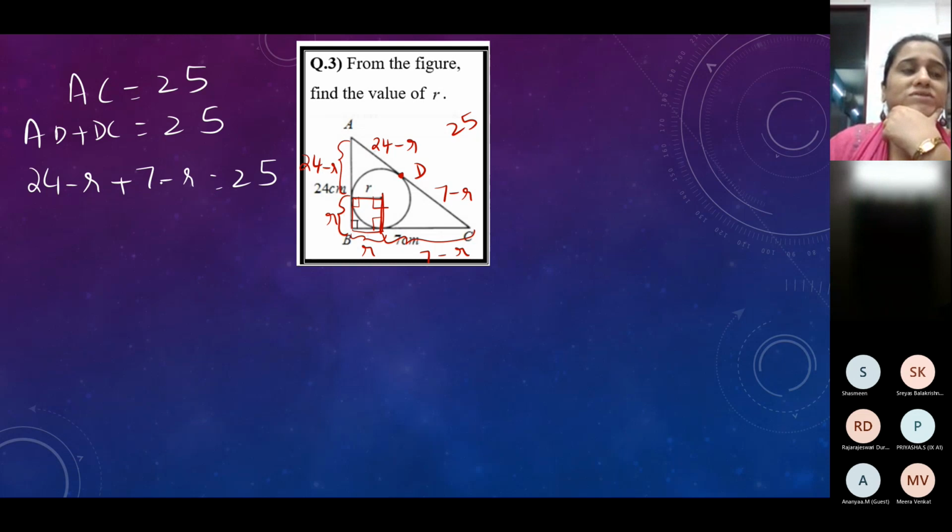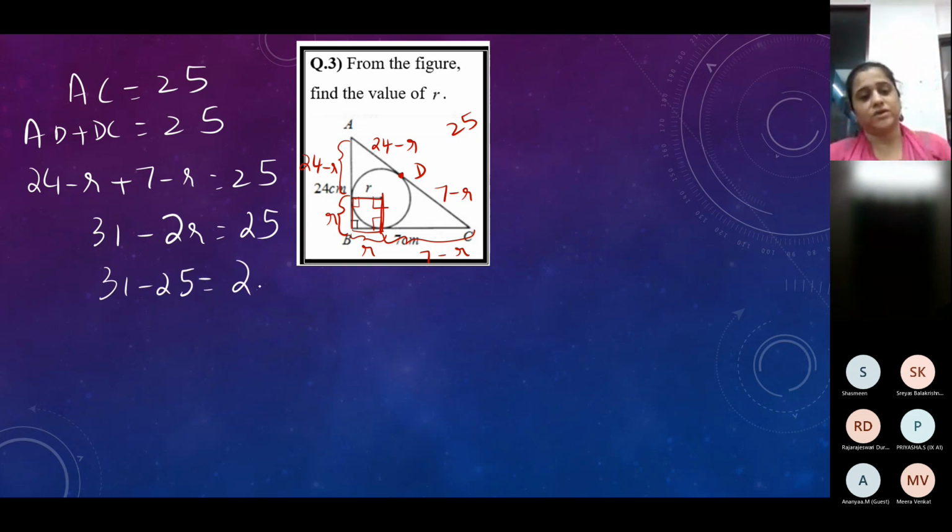So 24 plus 7, how much? 31. Minus 2R is equal to 25. So 31 minus 25 is equal to 2R. So 6 is equal to 2R. R is equal to 6 by 2, 3 centimeters. So like this you can do.